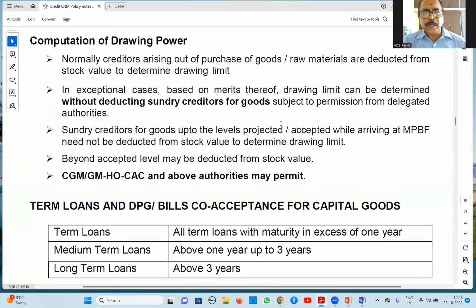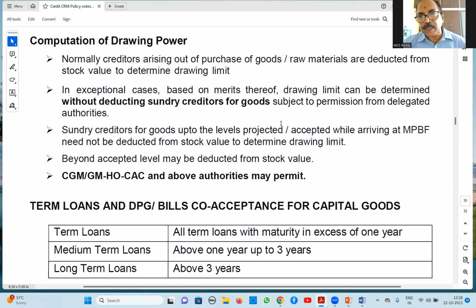For drawing power, normally what we do is total stocks minus sundry creditors for goods. We deduct from stocks, then paid stocks will come. On paid stocks, we calculate less margin, and drawing power is arrived. But in some cases, you need not deduct sundry creditors for goods up to accepted level at the time of sanction. This is subject to concurrence by permission by GM, HO, CSC and above.